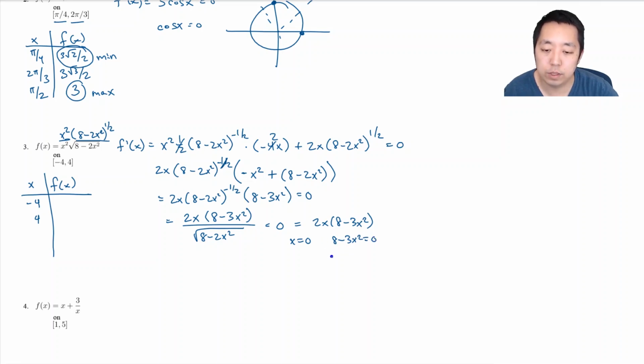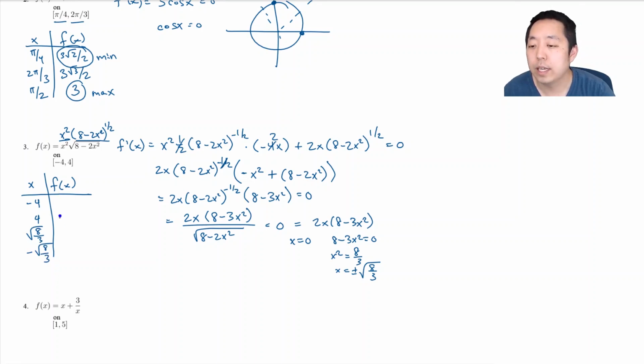And if this part is 0, then x squared would equal 8/3. And so x is going to be plus or minus the square root of 8/3. Now, the square root of 8/3 is definitely going to be between these points because 8/3 is close to 3, and the square root of 3 is definitely less than 4 or negative 4, right? So I have two candidates here, the square root of 8/3 and the negative square root of 8/3.